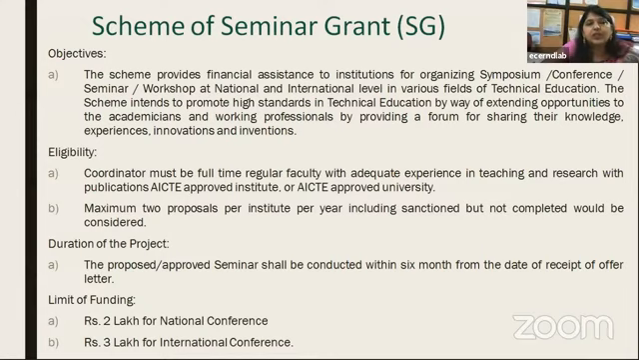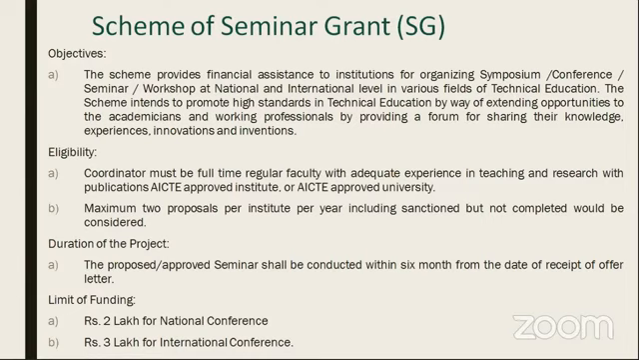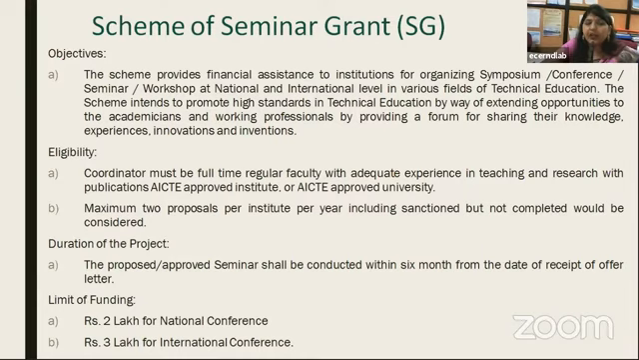Next scheme is for the seminar grant. Suppose somebody wants to do a seminar and call other college faculty, then the eligibility is that one coordinator should be there who will write the proposal for the seminar grant. The coordinator must be a full-time regular faculty with some experience, and maximum two proposals per institute per year, including sanctioned but not completed, would be considered. It means per college, suppose Oxford College wants to write this seminar grant scheme, only two proposals will be sent from this college.